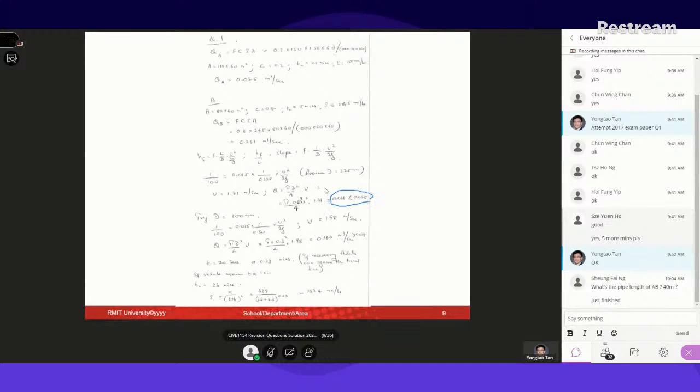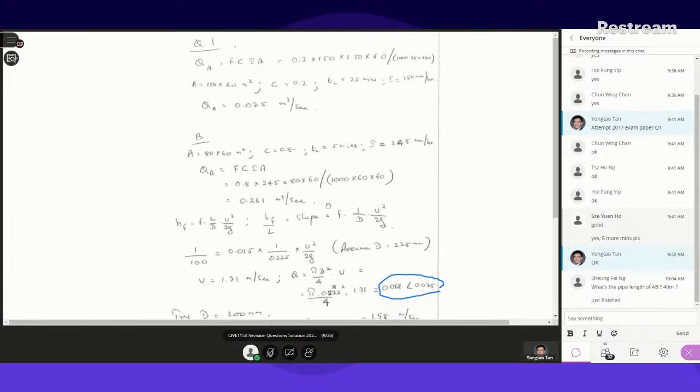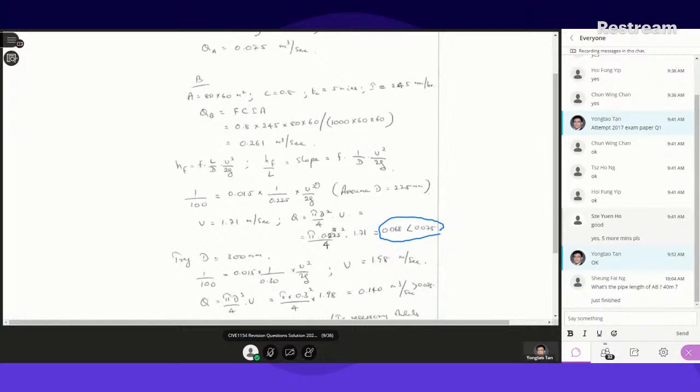This is about the pipe AB. You can see that the capacity is less than 0.0775, because we calculated the peak flow to pit A as 0.075. So the pipe capacity is less than 0.075, which means this pipe size is not suitable for the pipe AB.